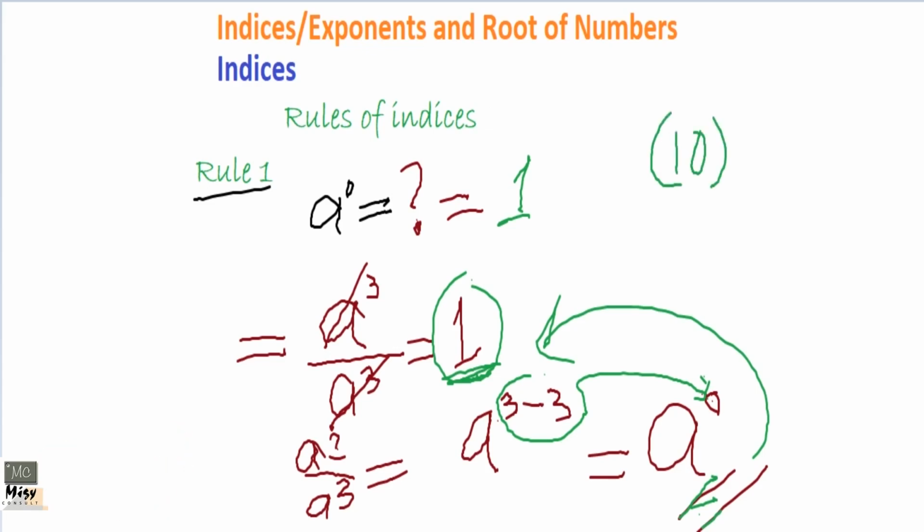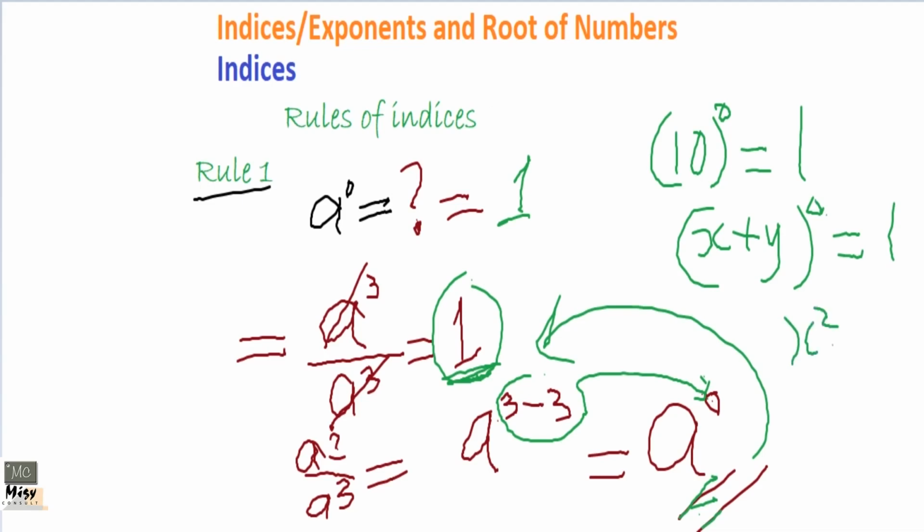10 raised to the power 0 is 1. x plus y all raised to the power 0 is 1. x squared minus 2 all raised to the power 0 is 1. If you prove the simple ones, the bigger ones are proven as well. Okay, let's go to the next one.